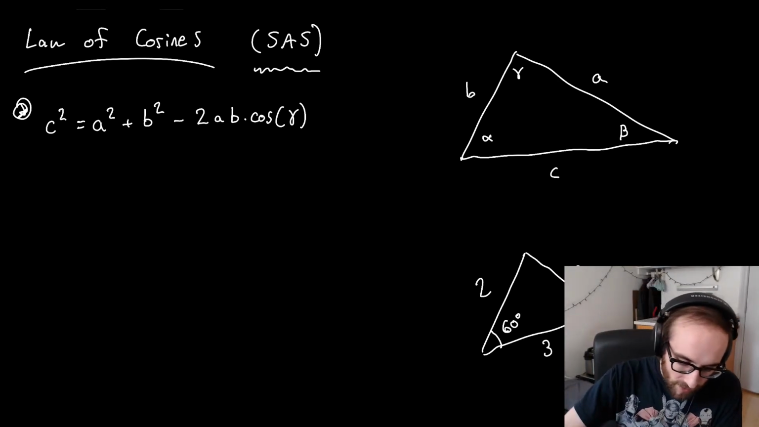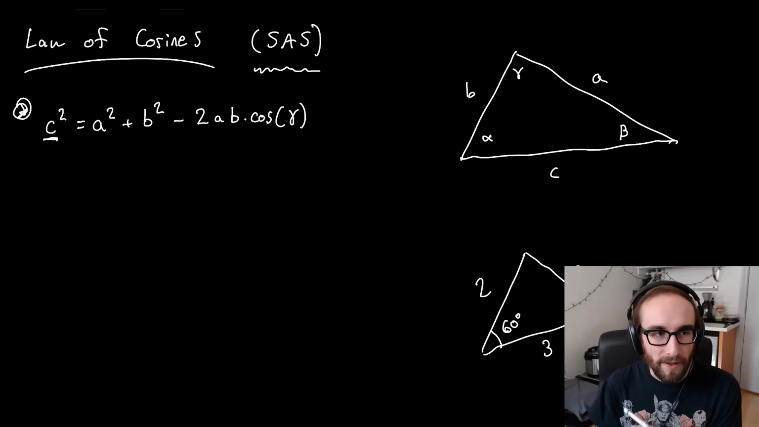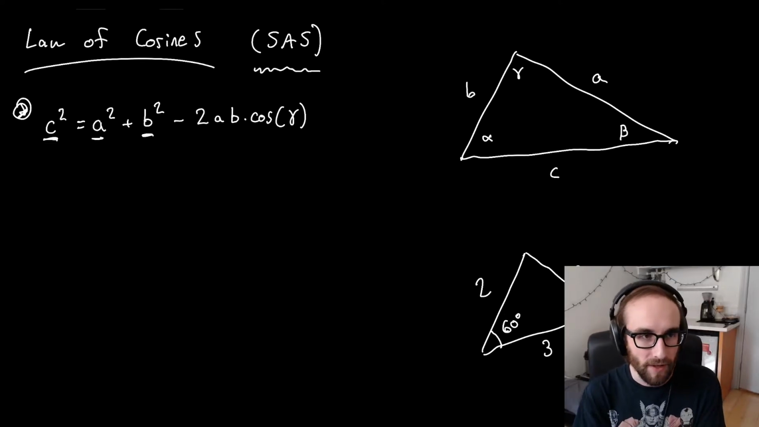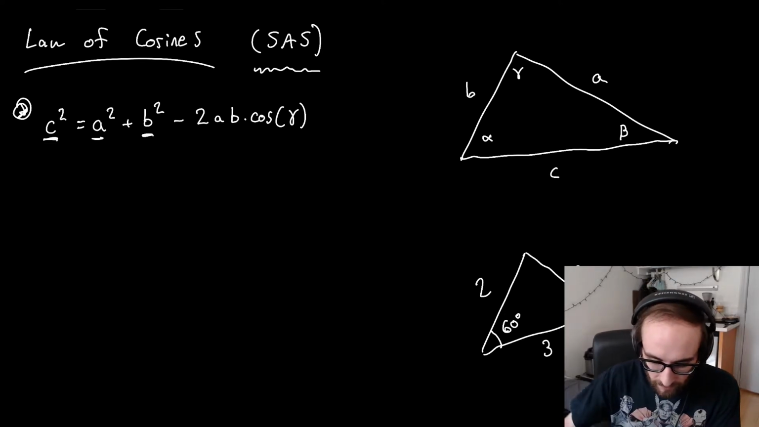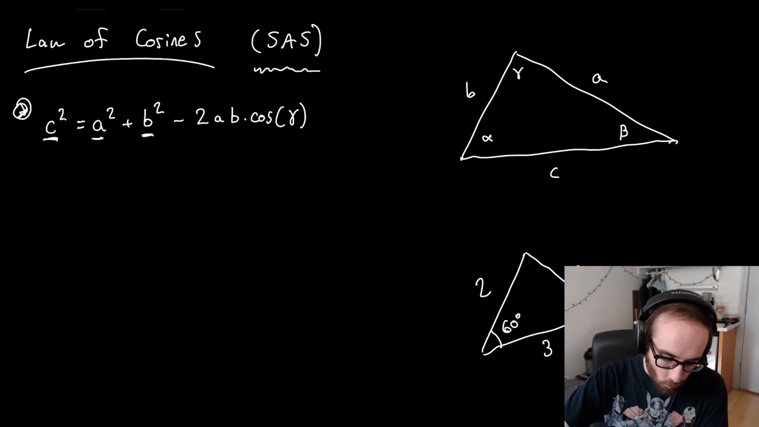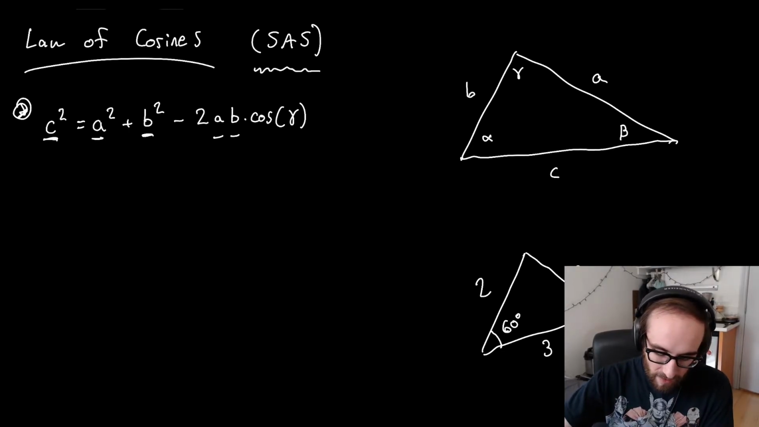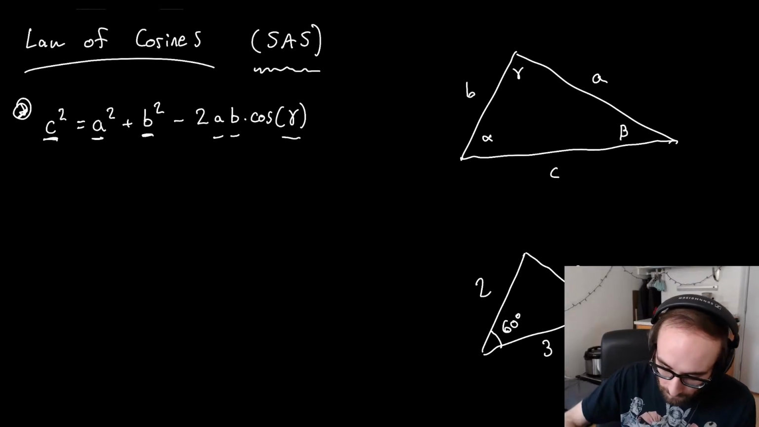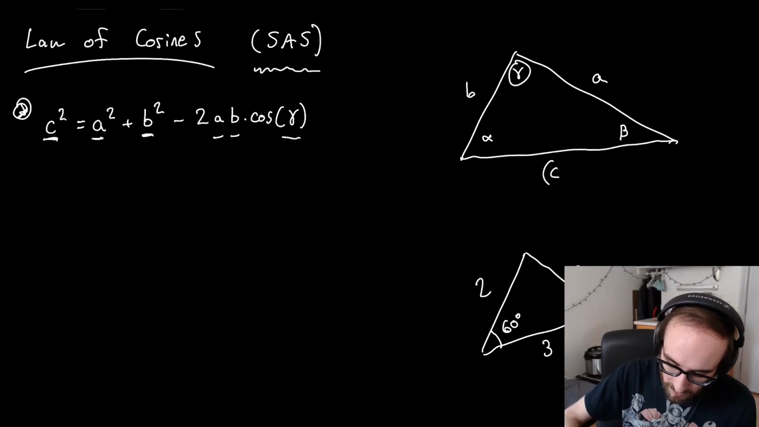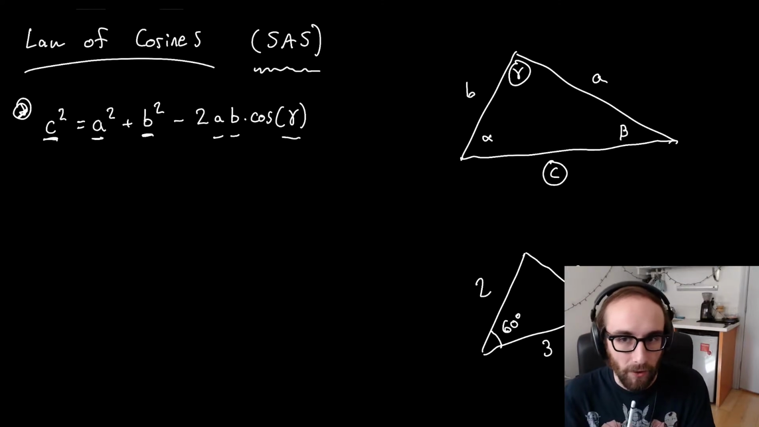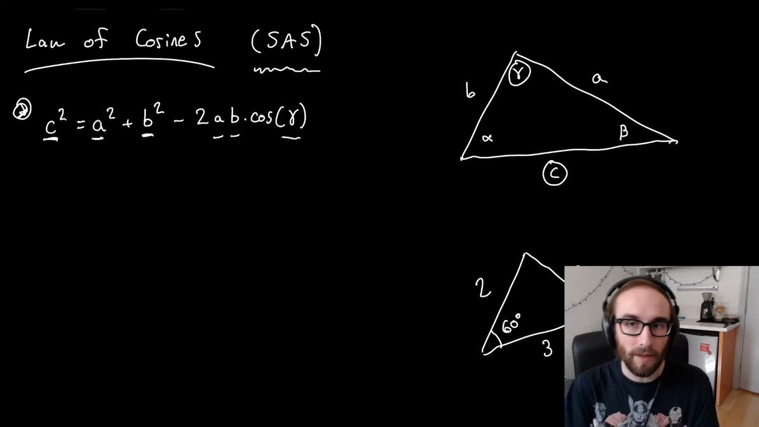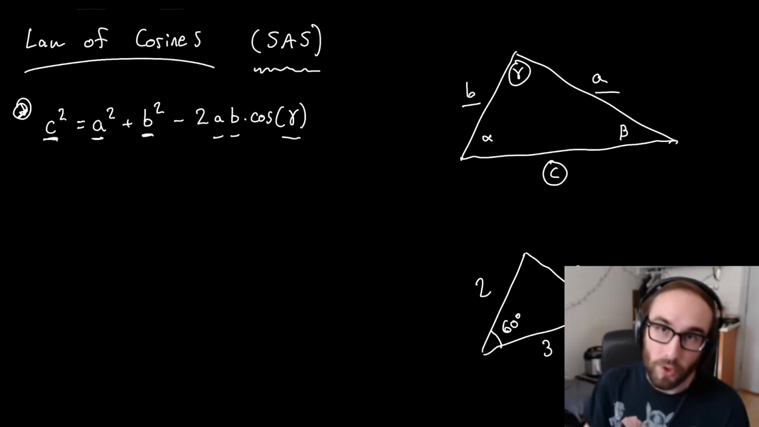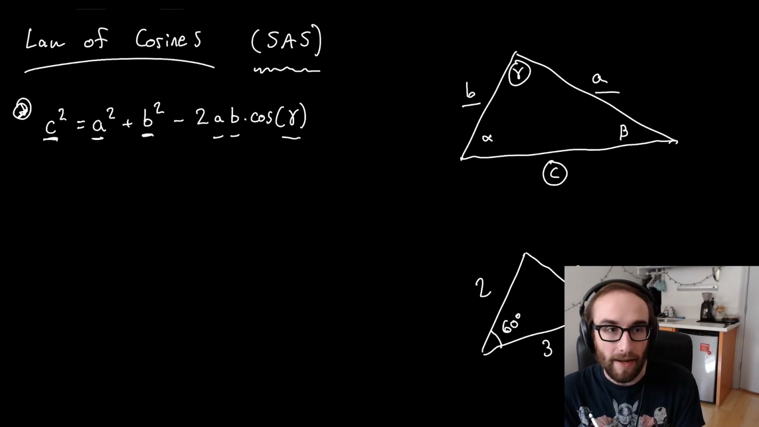We have our unknown side c. We take c squared and set it equal to the sum of the other two sides squared, a squared plus b squared, and then subtract 2 times a times b times the cosine of gamma. And gamma is the angle opposite of the unknown side that we're looking for. If we look at this generic triangle on the right, if we're trying to find c, gamma is the angle opposite of c. In other words, it's the angle in between the other two side lengths that we're working with, in between a and b.